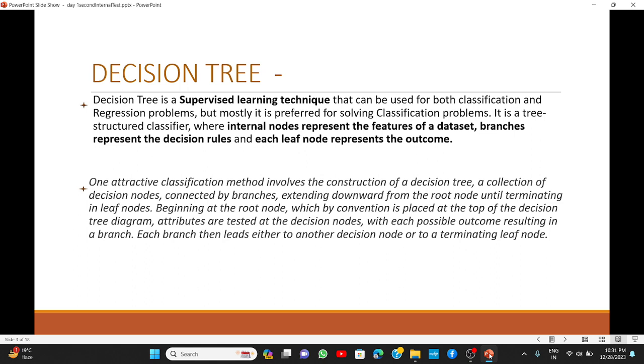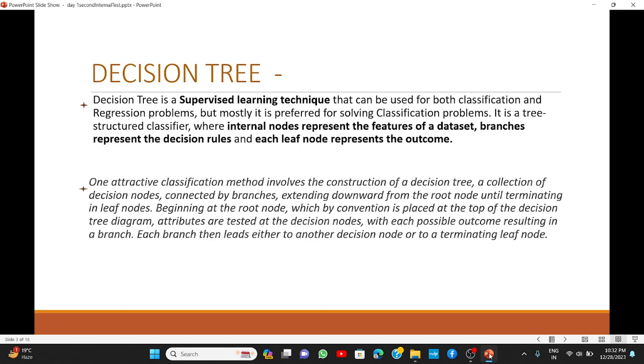Question number 1. To write the algorithm for decision tree induction, first we need to understand the definition of a decision tree. So what is a decision tree? A decision tree is a supervised learning technique that can be used for both classification and regression problems, but mostly it is preferred for solving classification problems. It is a tree structured classifier where internal nodes represent the features of the dataset, branches represent decision rules, and each leaf node represents the outcome.